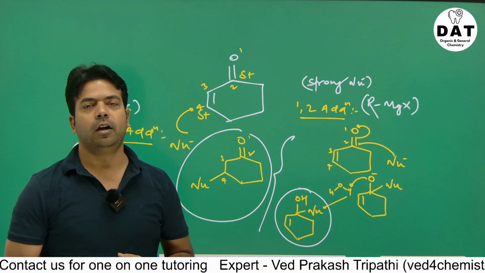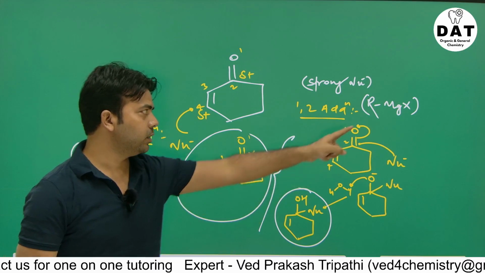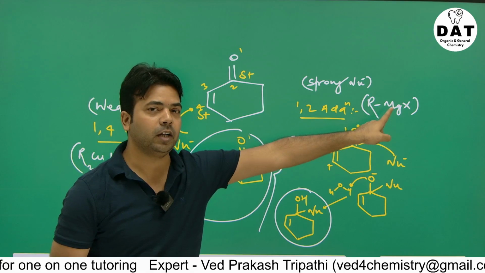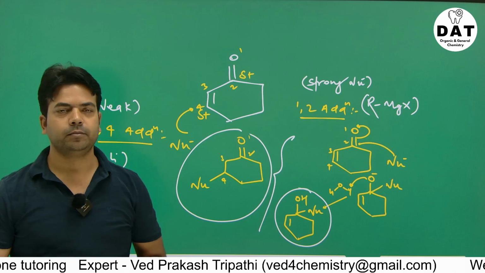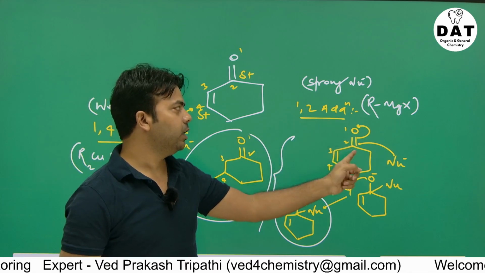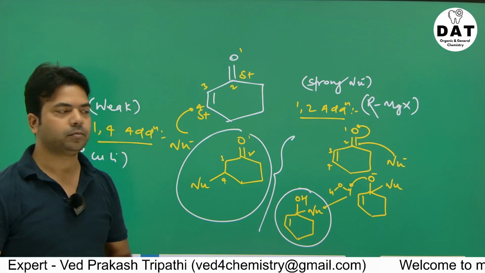Generally, in Grignard, the R part is bonded with the metal, magnesium. So this R is acting as a strong nucleophile, clear? And that is attacking at the number 2 position, nucleophilic addition.